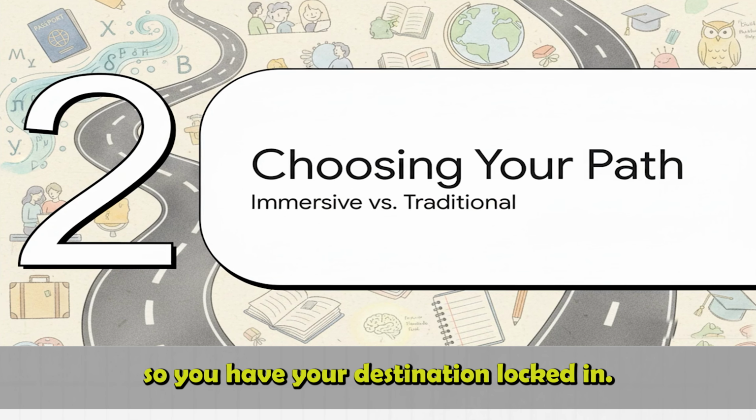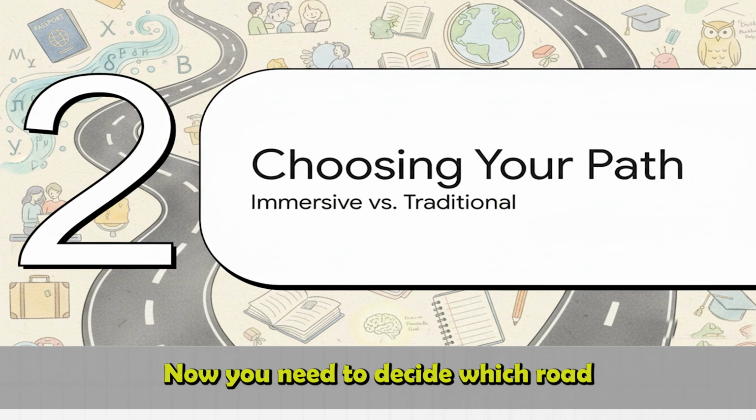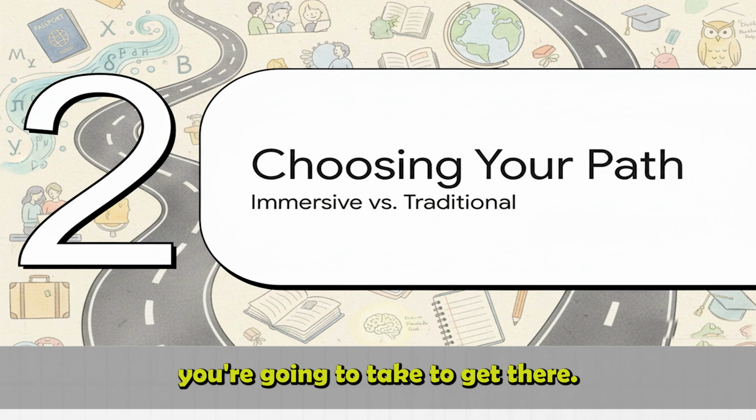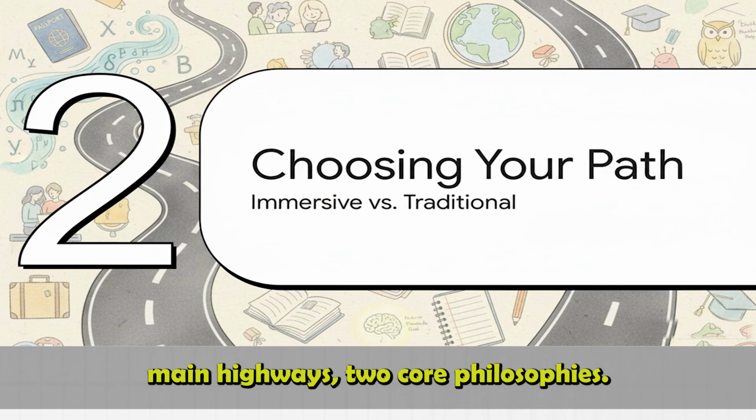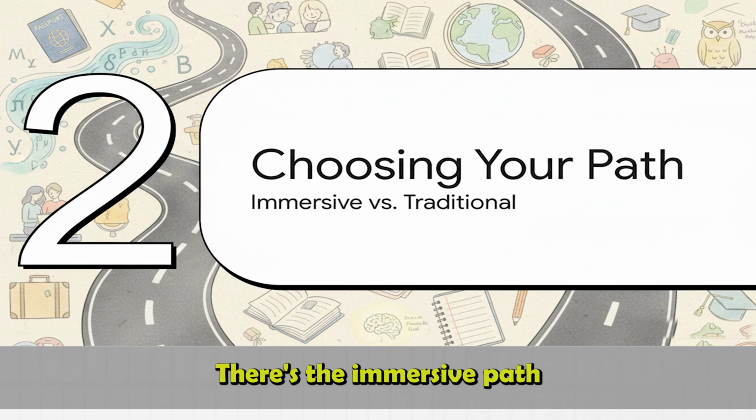Okay, so you have your destination locked in. Now you need to decide which road you're going to take to get there. In the world of language learning, there are really 2 main highways. 2 core philosophies. There's the immersive path and the more conventional or traditional path.